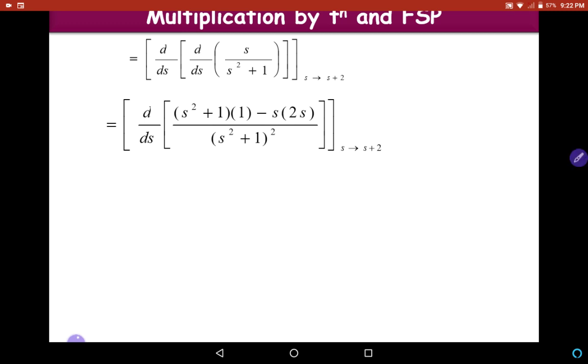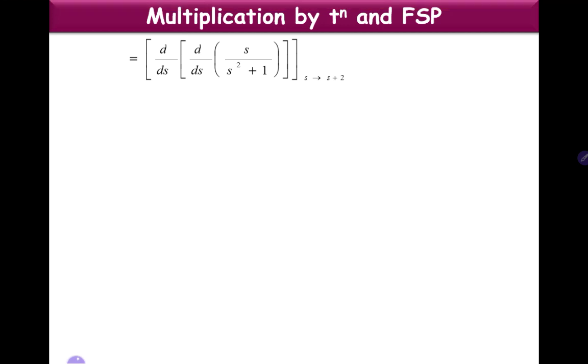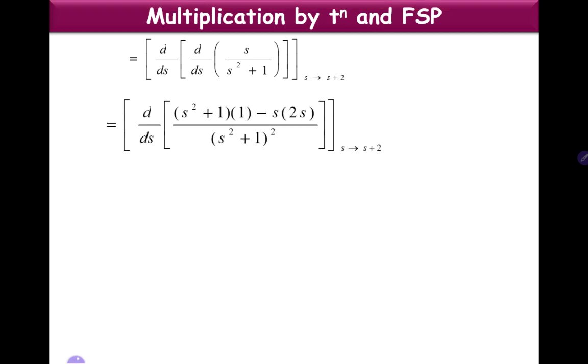So simplifying the numerator, we get s square plus 1 minus 2s square, that gives 1 minus s square by s square plus 1 whole square. So totally it is d by ds of 1 minus s square by s square plus 1 whole square, where s is replaced with s plus 2.